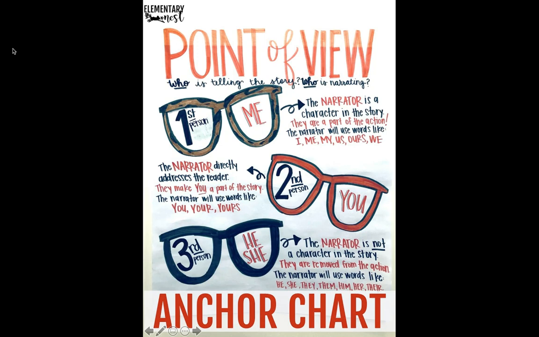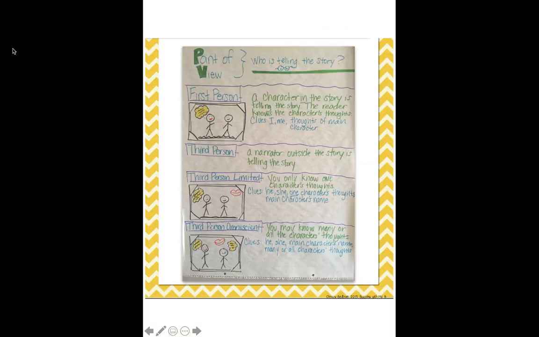Second person is when a narrator is addressing the reader. Okay, they make you part of the story. They use words such as you, your, and yours. And then third person, which there are different types of third person, but we'll just keep it pretty simple for today. Third person is when the narrator is not part of the story. They're looking at it from the outside. So they use words like he, she, they, them, him, her, and their.